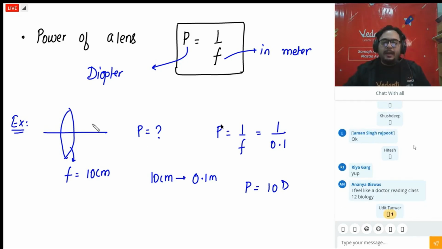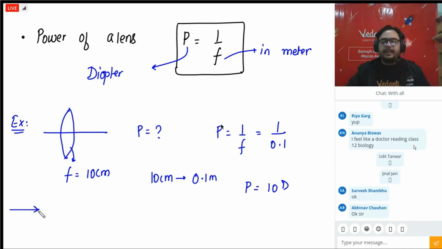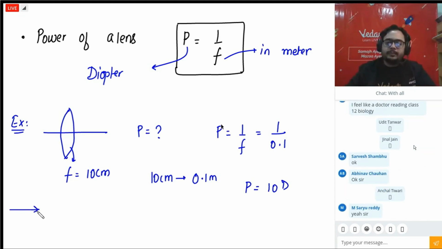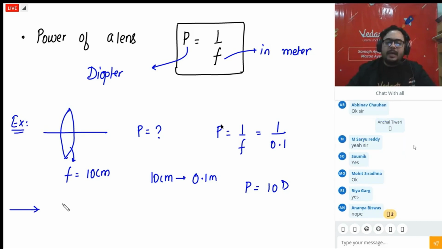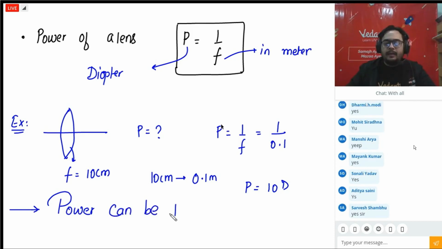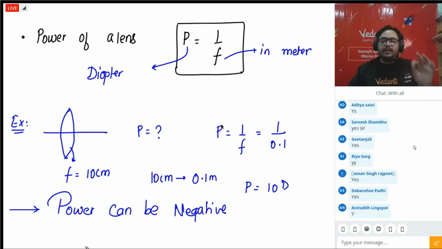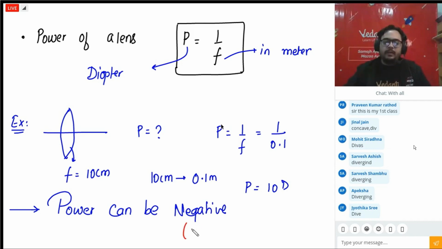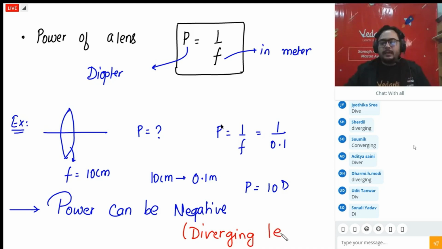Now, can power be negative? I am asking you a question. Can power be negative? Yes, absolutely. Power can be negative because focal length can be negative. So can you tell me for which lens power is negative, converging or diverging? Very good. It is for diverging lens. Diverging lens. क्या बात है, बहुत बढ़िया.